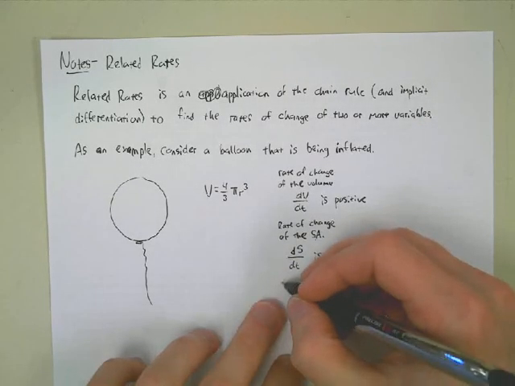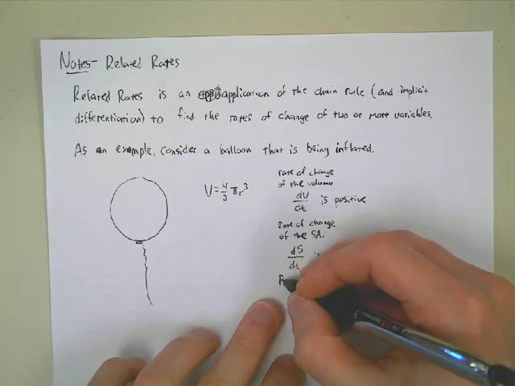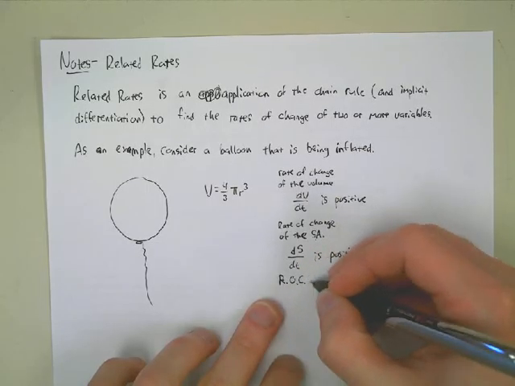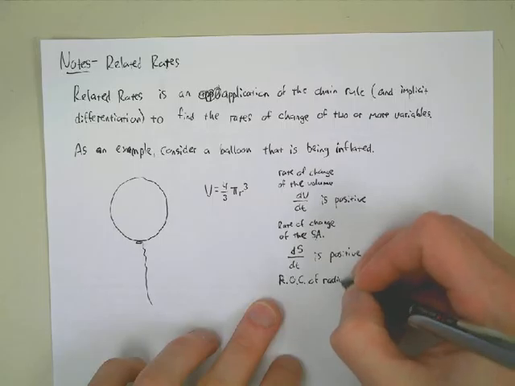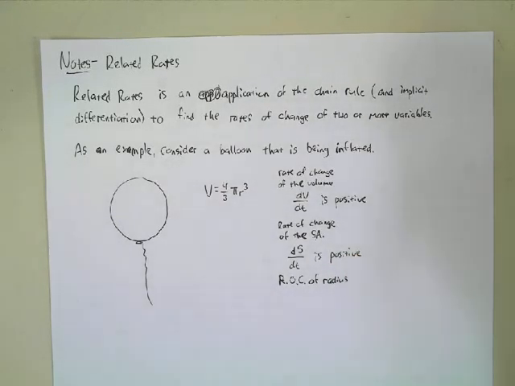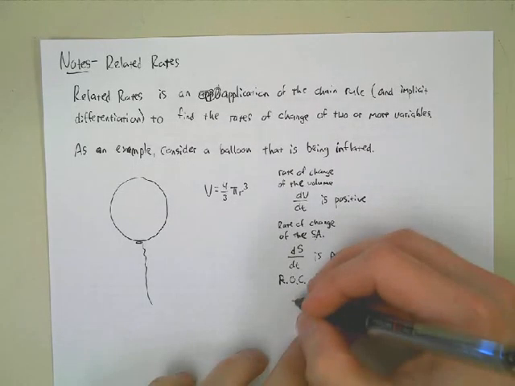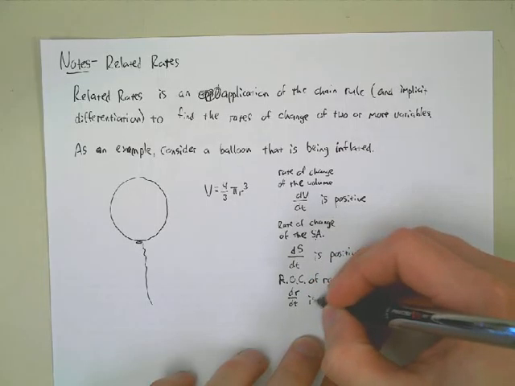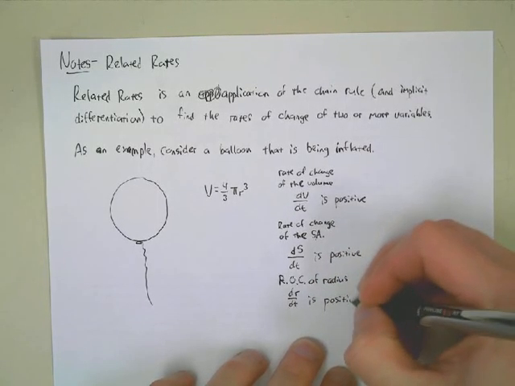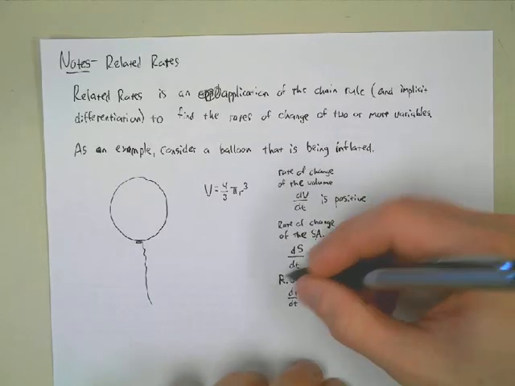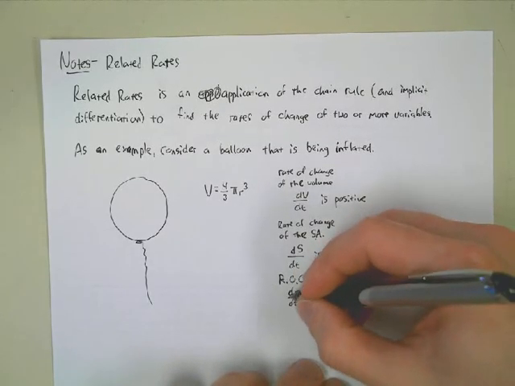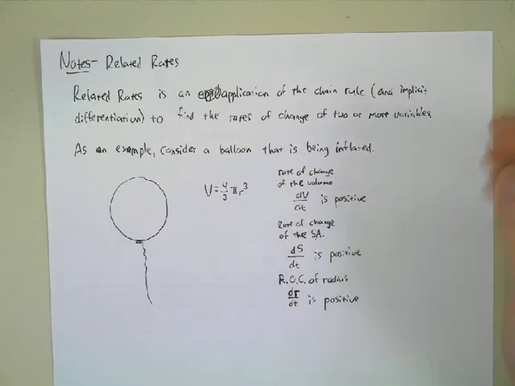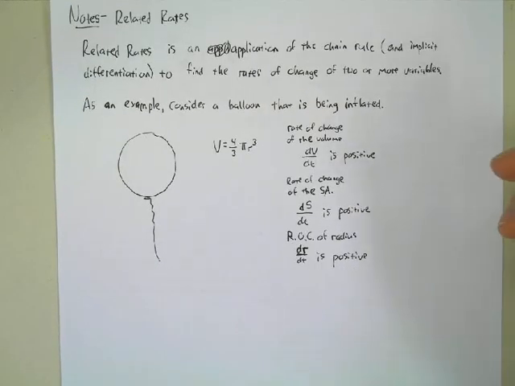And lastly, what about the rate of change of the radius? How do we expect that to be changing as we inflate the balloon? The radius will be increasing, and so therefore the rate of change of the radius, dr/dt, we'd expect to be positive. Oh, that stinks, they come out of ink. I hate when that happens.